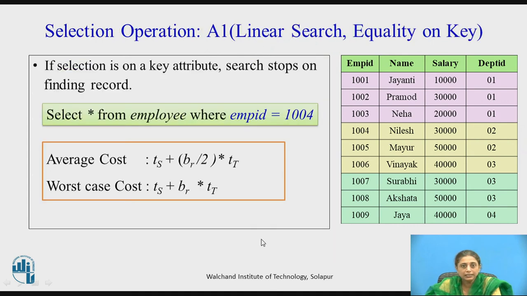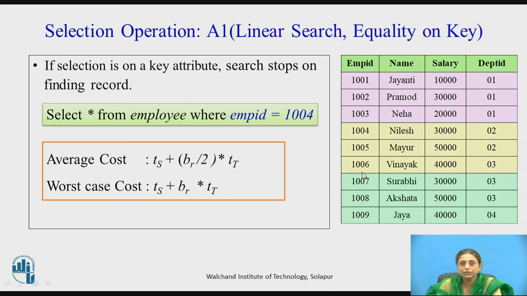The second thing is to consider this query: select star from employee where employee ID is 1004. Now here employee ID is a key attribute. In this case, whenever the record is found, it will not go further, because as it is a key attribute, it will have only a single qualifying record.